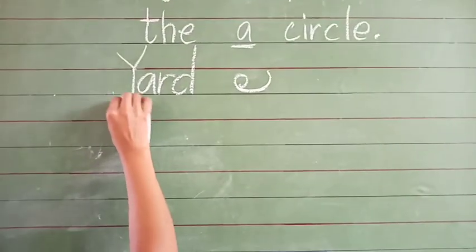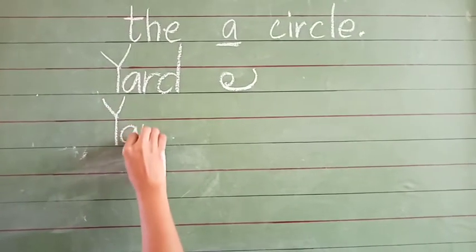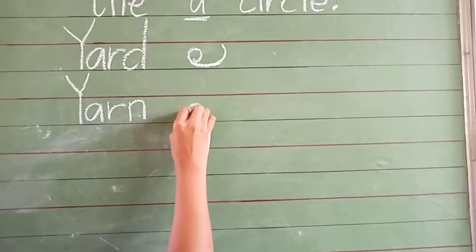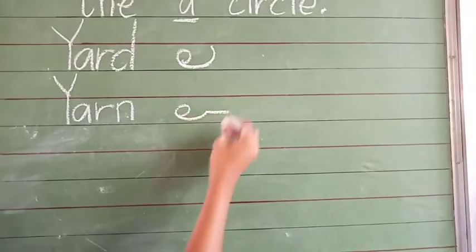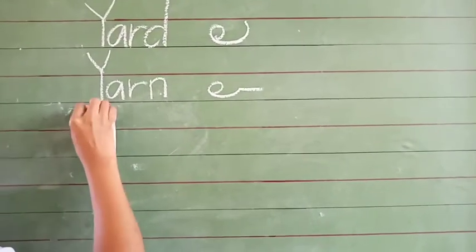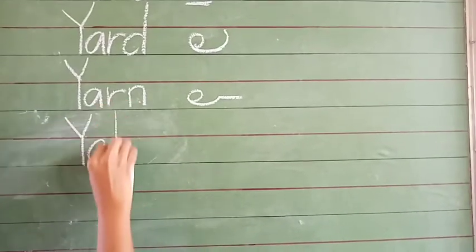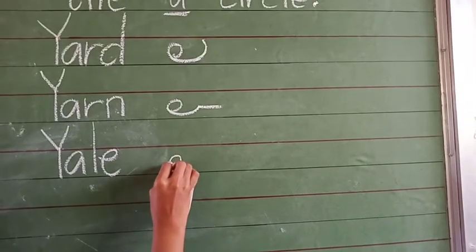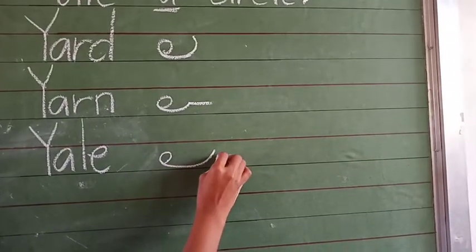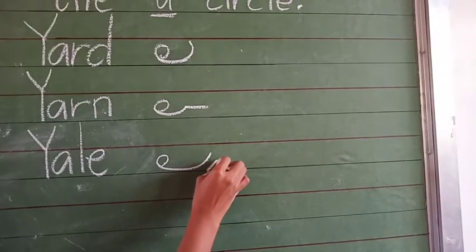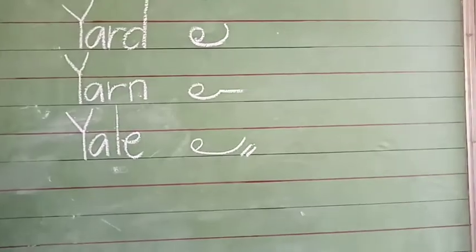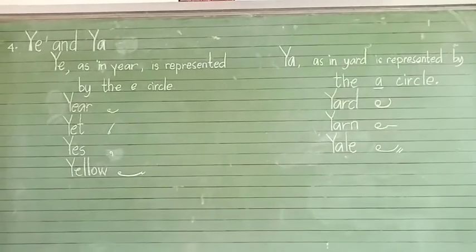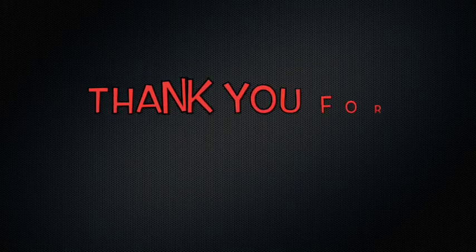Next, yarn is represented by A, R, and N. Yale is represented by A and L with capitalization. And that is the last principle of lesson 15. We hope you have learned more, and thank you for watching.